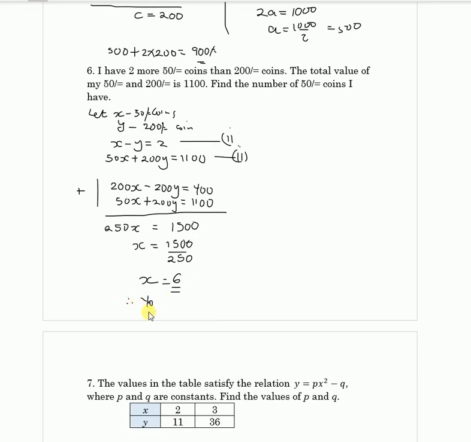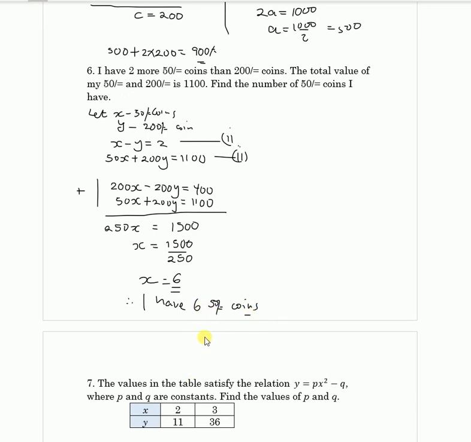I have 60, 50 shilling coins. Yeah, that is what we have there.